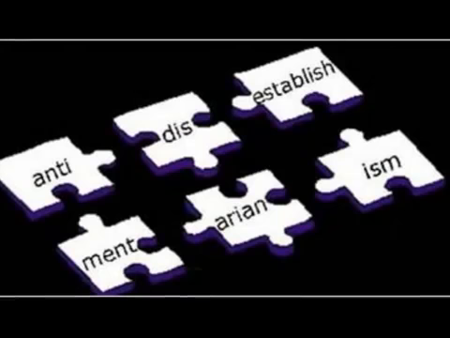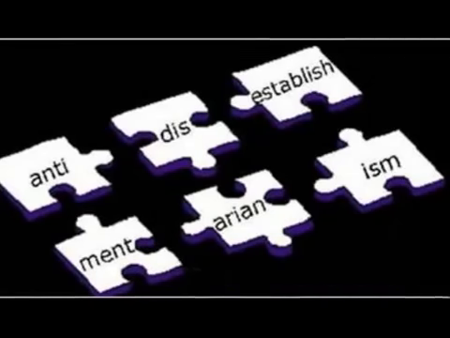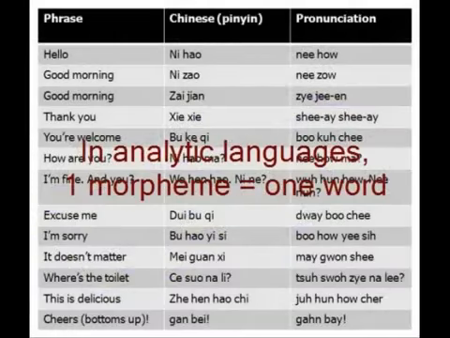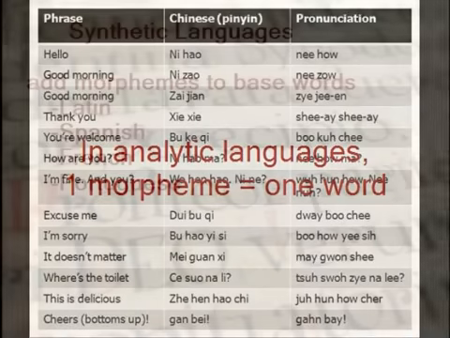One way linguists classify languages is by how they combine morphemes. In analytic languages, such as Chinese, each word equals one morpheme. They do not combine morphemes to make new words.